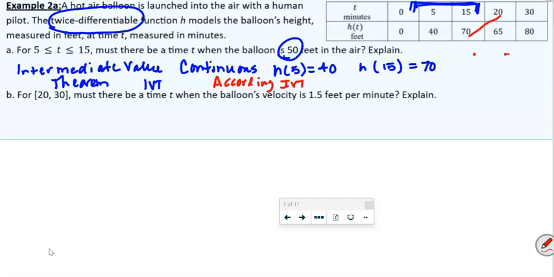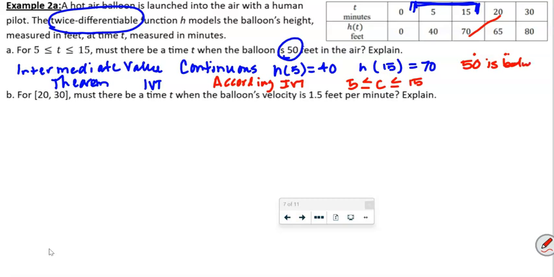So we did the intermediate value theorem. What does that mean? It means there's a value between 5 and 15 minutes where the balloon is going to be at 50 feet. So if we write our answer, it's going to be 5 is less than or equal to c is less than or equal to 15, and 50 is between 40 and 70, sorry.